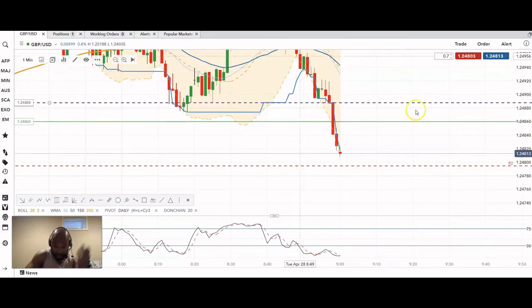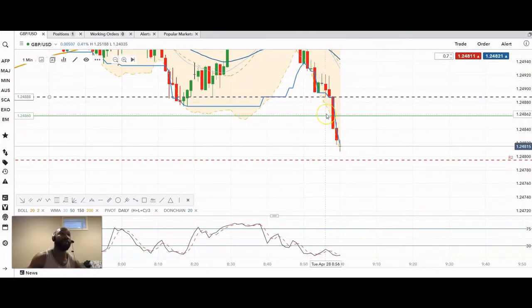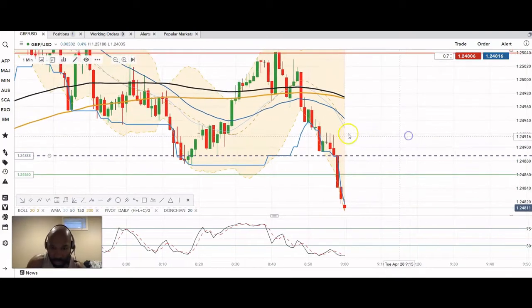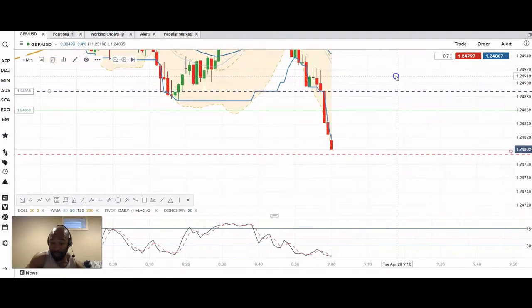Just the other day, this same type of setup was a 30 pip trade, and 30 pips within 15, 30 minutes, 20 minutes. And right now we're probably, let's see, when did I enter? I entered here, 8:49. That's just 10 minutes. So it does have some room to grow.